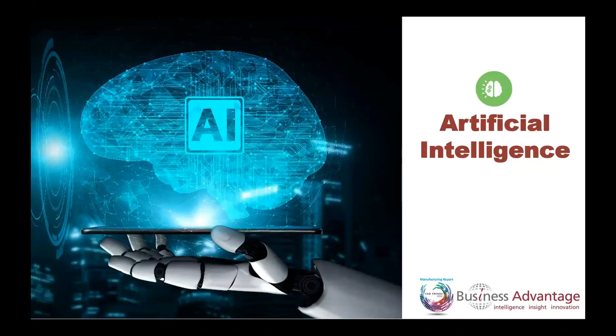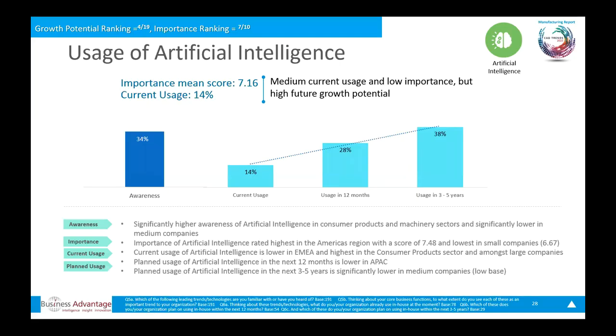Next, we're looking at artificial intelligence. Artificial intelligence has slightly higher current usage at 14%, but over the next 3 to 5 years, this is anticipated to increase to 38%. With the importance rated for this trend being higher in the Americas region, current usage of artificial intelligence is highest in the consumer product sector and amongst large companies.